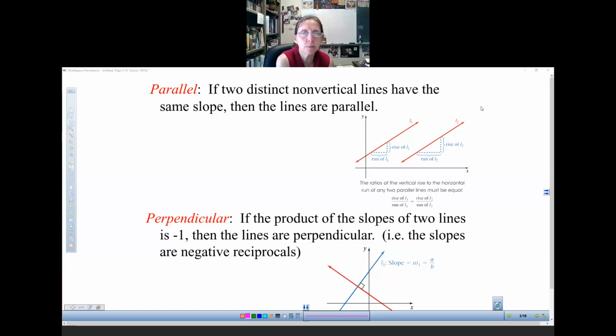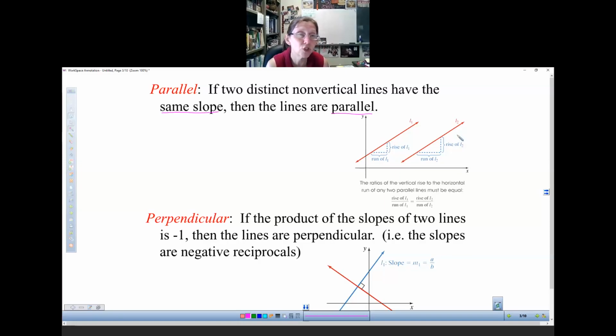Wordy definitions: if two distinct non-vertical lines have the same slope, then the lines are parallel. What you need to get from that is that parallel lines have the same slope. Two lines that have the same slope are parallel lines. Parallel lines are those that run along like the sides of railroad tracks. So they run along next to each other and they don't ever intersect. Okay, that's actually very important a little bit later on.